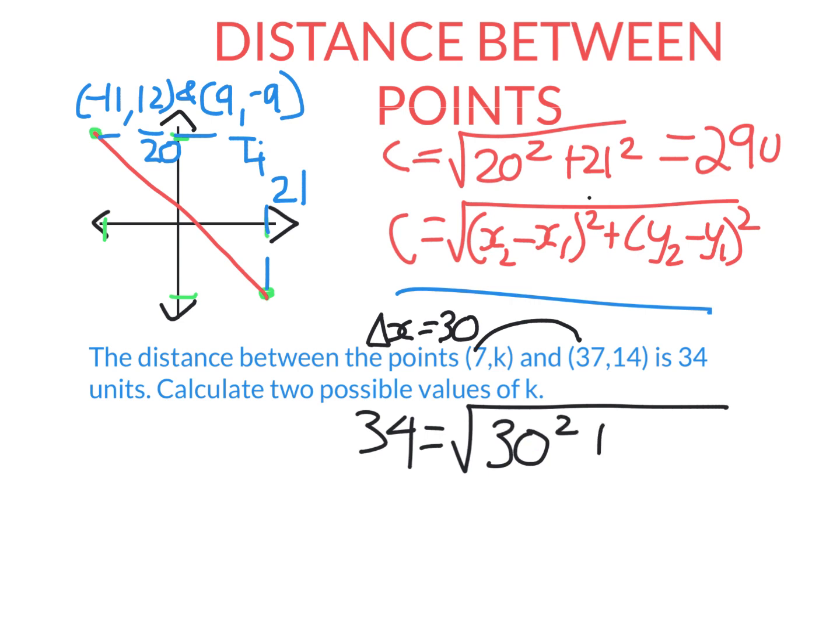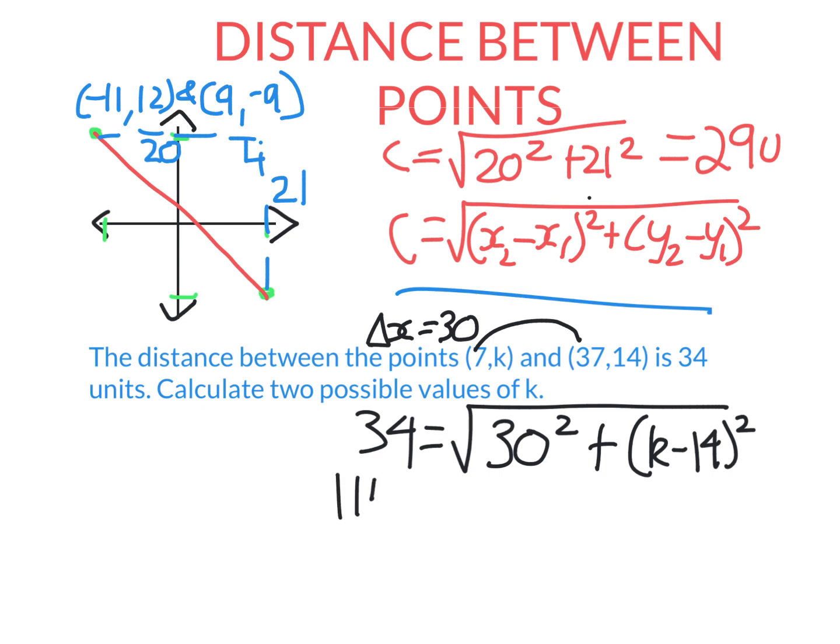So what about b squared? How far have we gone from this y value to this y value? We don't know what k is, but we can write the distance as just k minus 14. So here we have c equals square root of a squared plus b squared. So this might look like a tough equation to solve, but it's really not.